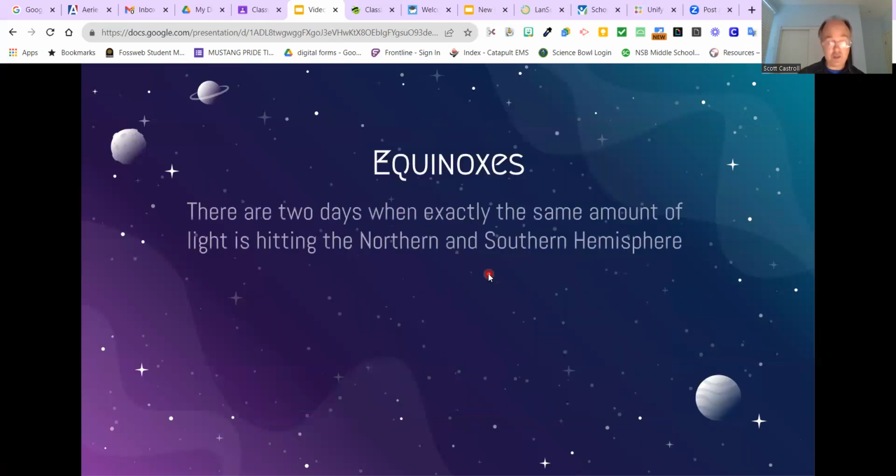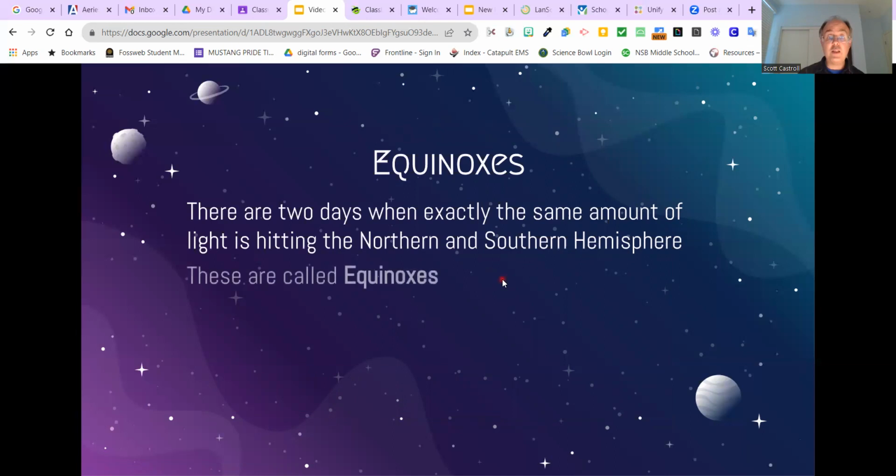The equinoxes are the 2 days when you get the exact amount of day and night, no matter which hemisphere you're in. The vernal equinox, which is also called the spring equinox, is March 19th next year. The autumnal equinox or fall equinox, which just happened, was on September 22nd.